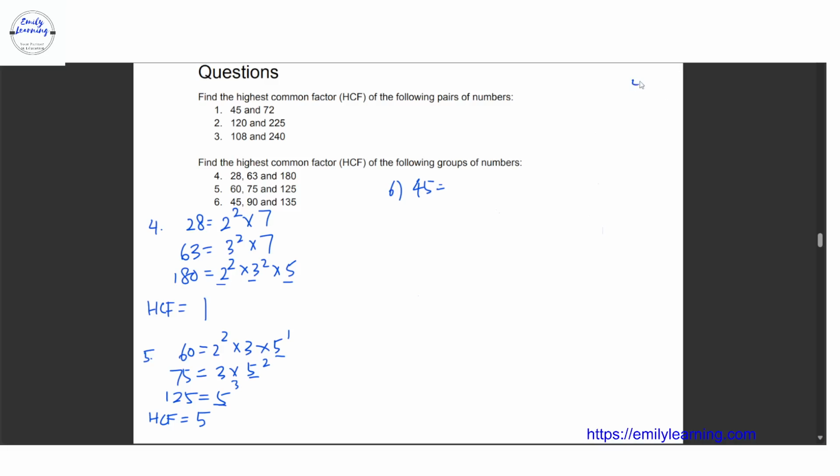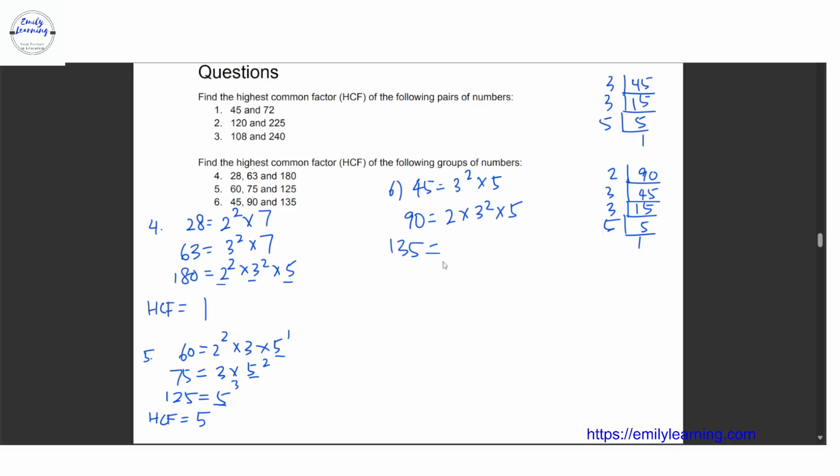So 45 is an odd number, so I cannot divide by 2, so I divide by 3, so I get 15. Divide by 3, I get 5. Divide by 5, I get 1. So 45 is equal to 3 squared times 5. Next, 90. 90 is an even number, so I'll start off by dividing it by 2. Then I get 45. Divided by 3, I get 15. Then divide by 3 again, I get 5. Then 1. So 90 is equal to 2 times 3 squared times 5.